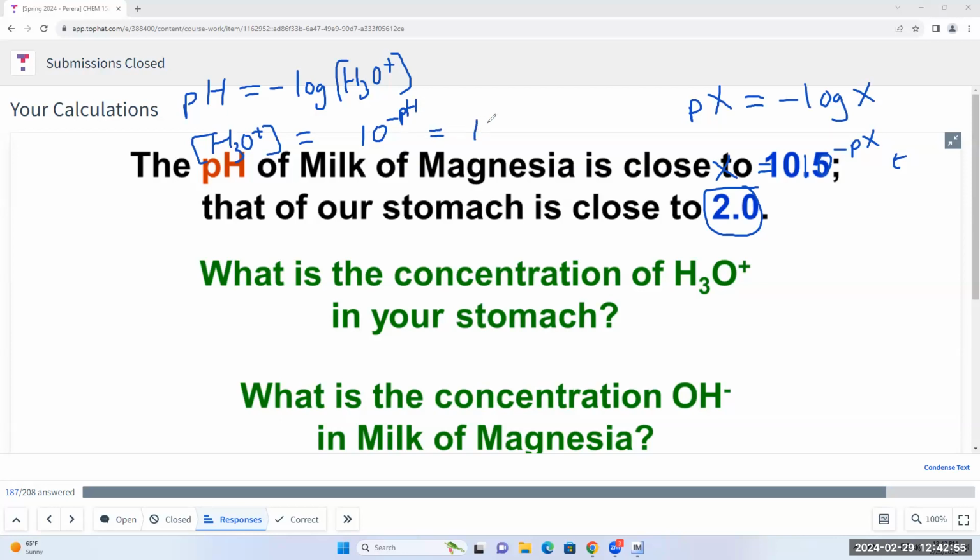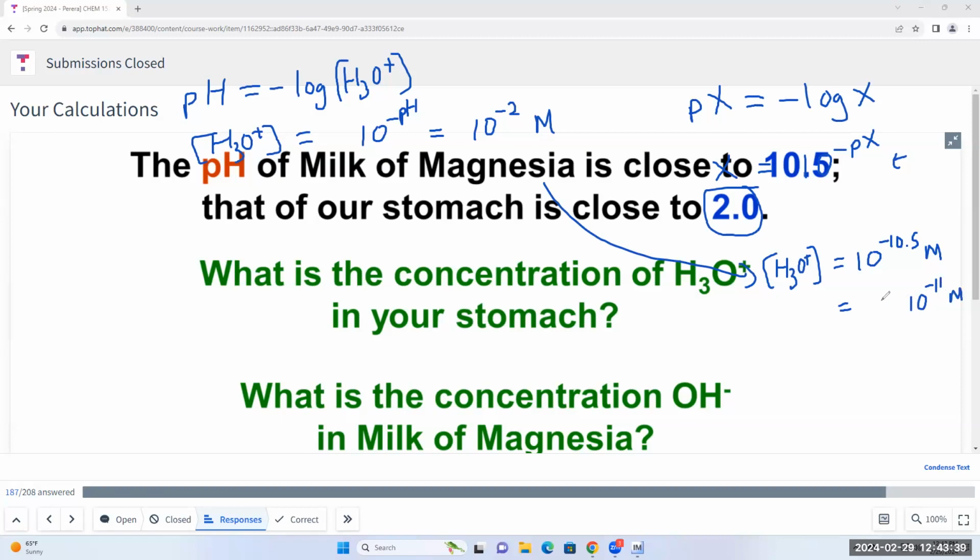Okay. So that would be 10 to the power of negative 2 molar. That's it. Done. That's the H3O plus concentration in your stomach. Okay. And then for milk of magnesia, you do the same thing. H3O plus concentration should be 10 to the power of negative pH. What is the pH here? 10.5. So 10 to the power of negative 10.5 molar, and this is going to be something times 10 to the power of minus 11.